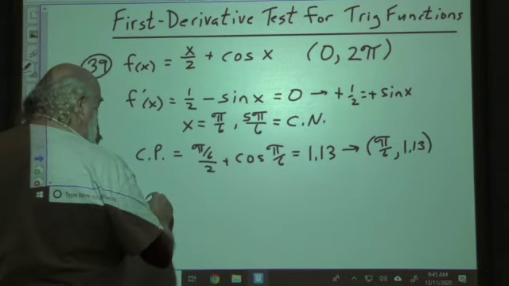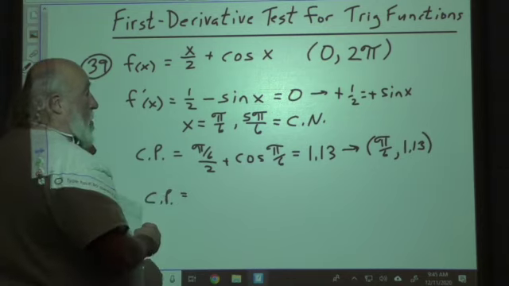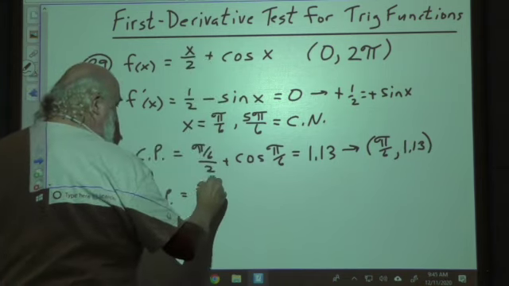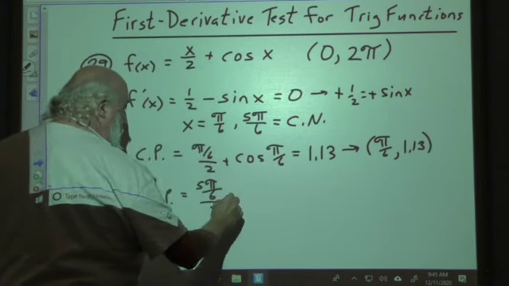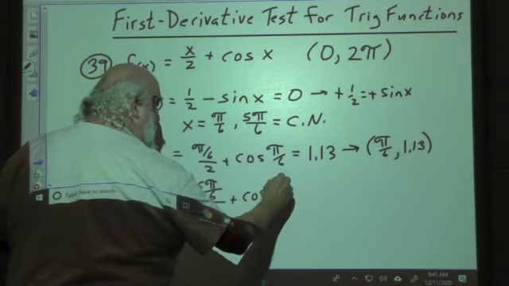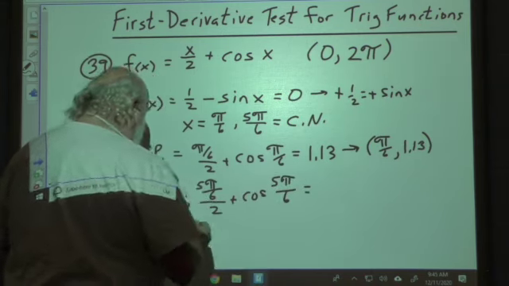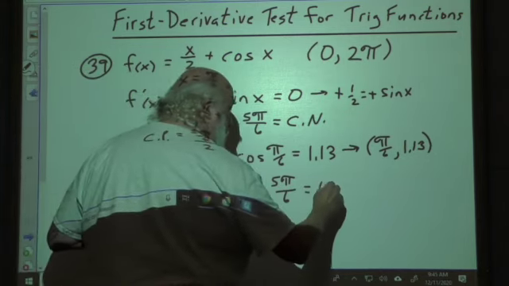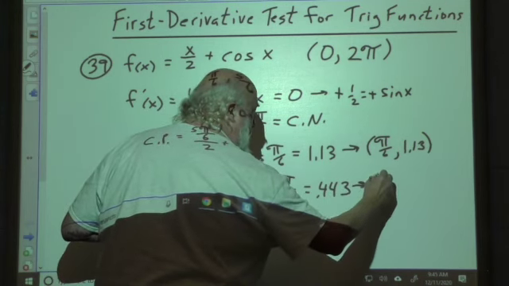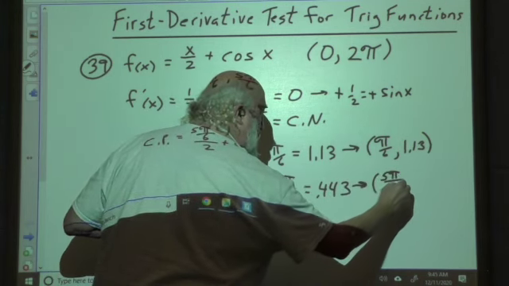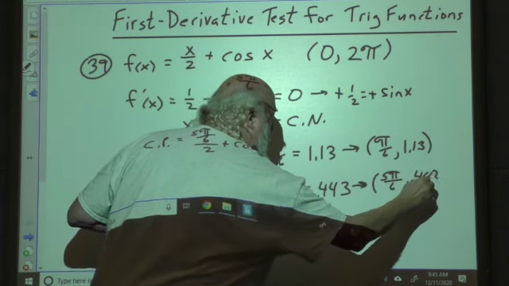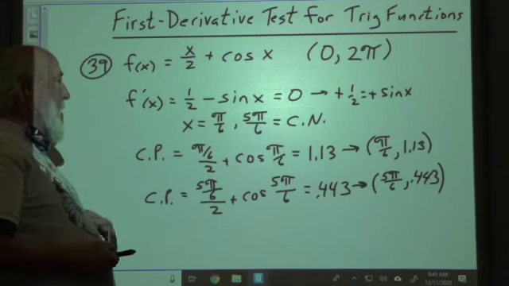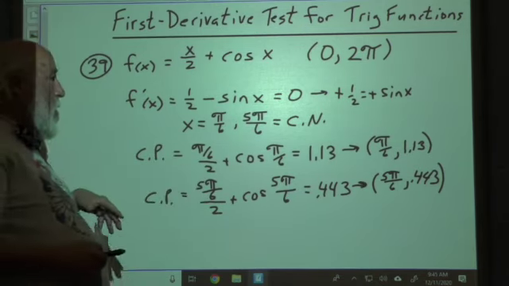The other critical point will come from the x value of 5 pi over 6. So we plug in 5 pi over 6: 5 pi over 6 over 2 plus cosine of 5 pi over 6. Put that in the calculator and we get 0.443. So this gives you 5 pi over 6 and 0.443. Now one of these is going to be a relative minimum and the other a relative maximum, and that will depend upon what happens in the intervals we're going to deal with.